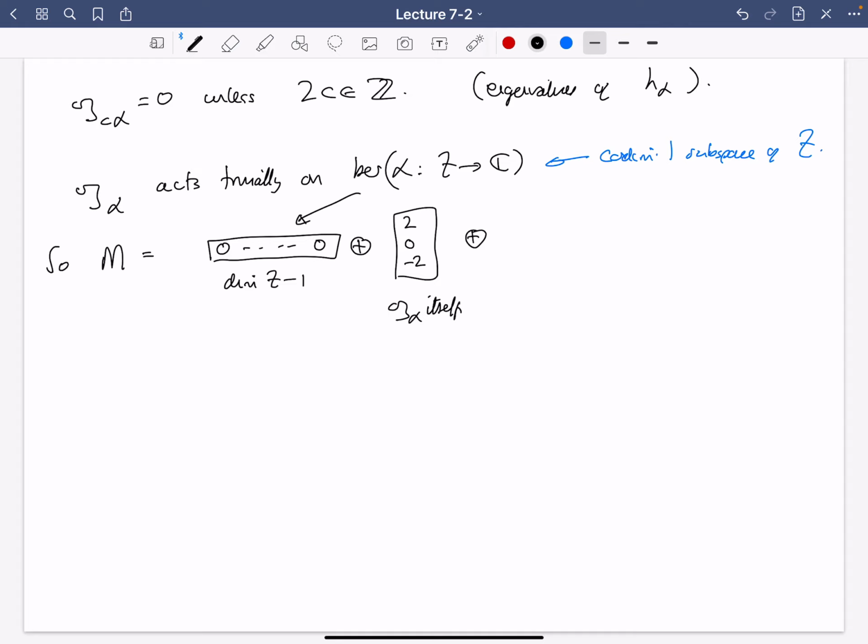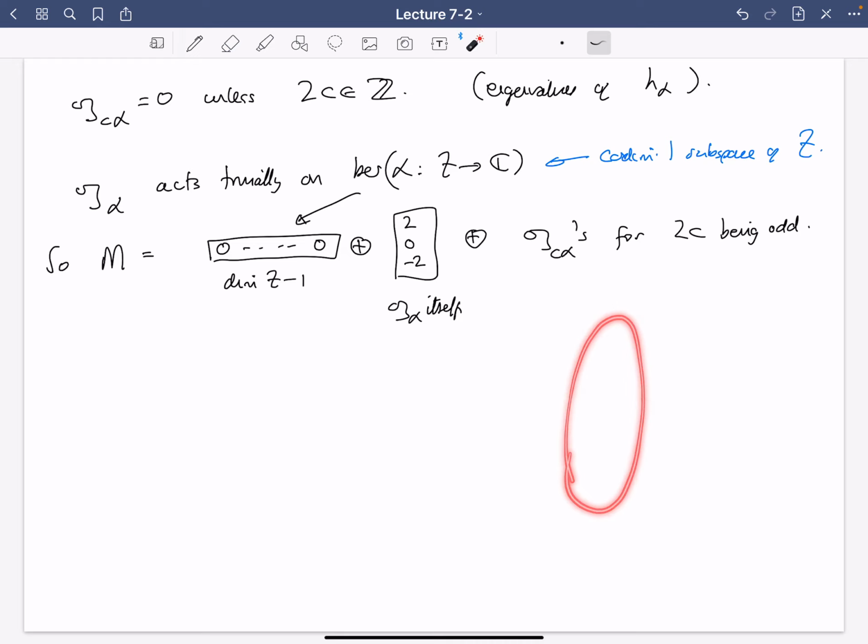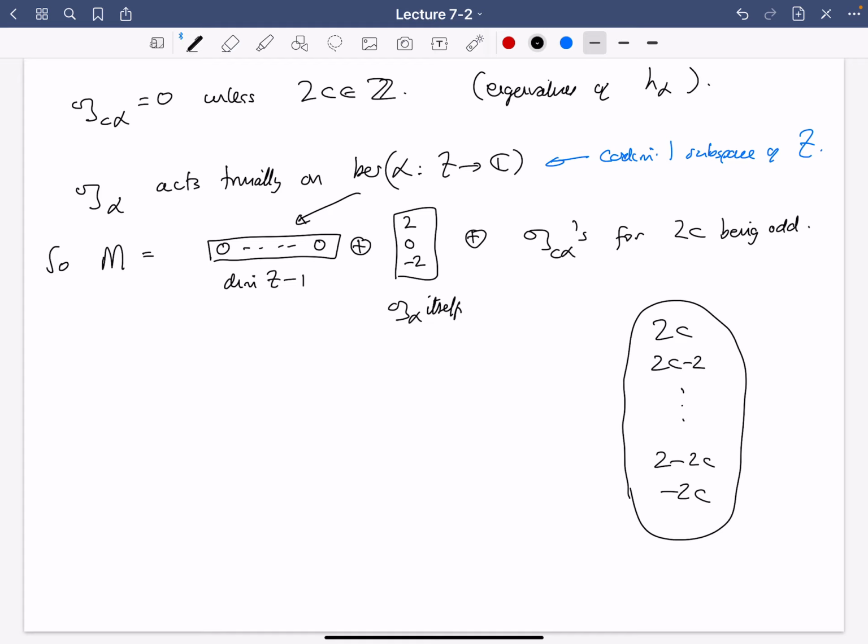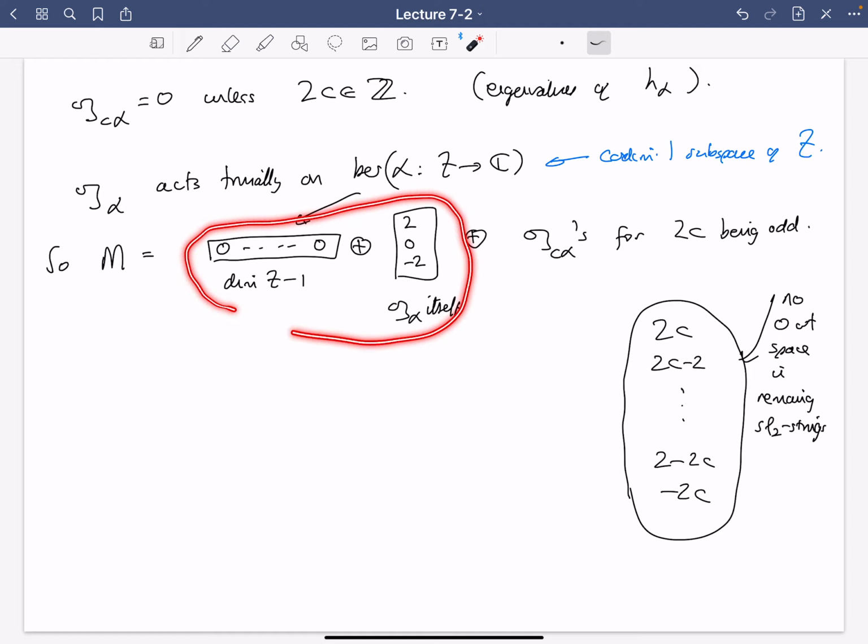And then there's going to be maybe some more stuff coming from the G_C alphas for C's with 2C being odd. I'm just using representation theory of SL2. Remember, you get all these SL2 strings. If you have 2C, you have 2C minus 2, all the way down to minus 2C. So that would be an SL2 string. Since I've used up all the zero weight spaces already in stuff I see, there can be no zero weight space in the remaining SL2 strings. So the only other G_C alphas that appear that aren't already accounted for by G0, G alpha, or G minus alpha, they must be G_C alphas where 2C is odd.